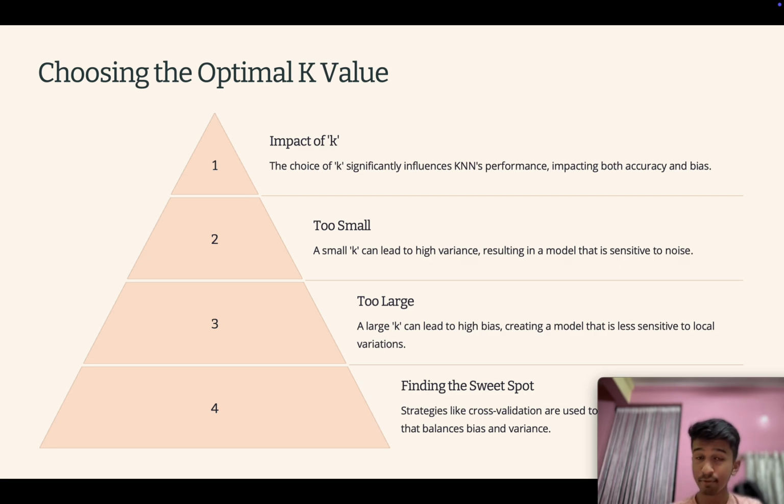So, choosing the optimal K value. The K value is very important. It significantly influences KNN's performance, impacting both accuracy and bias. A small K value can lead to high variance, resulting in a model that is sensitive to noise. So there is bias and variance. A small value can be very sensitive to noise and it can overfit the model. A large K value can lead to high bias, creating a model that is less sensitive to local variations. So it becomes less sensitive to noise, and it also becomes more biased. It starts underfitting the data, and it doesn't learn from new incoming data. Finding the sweet spot: strategies like cross validation are used to find the balance between bias and variance. So we need to find the striking balance between the bias and the variance for the optimal K value.